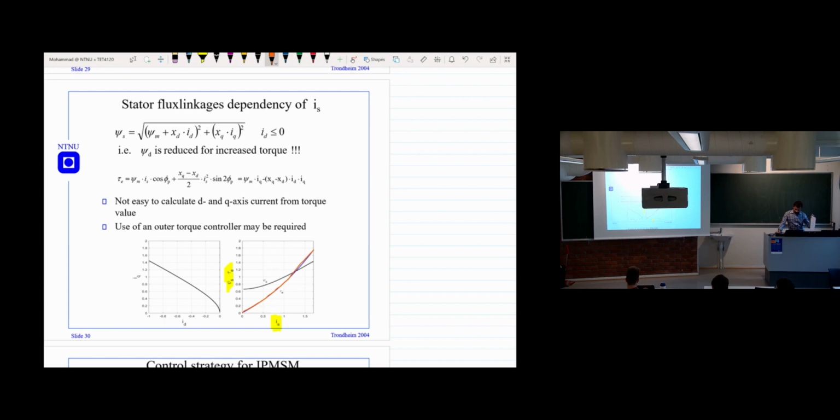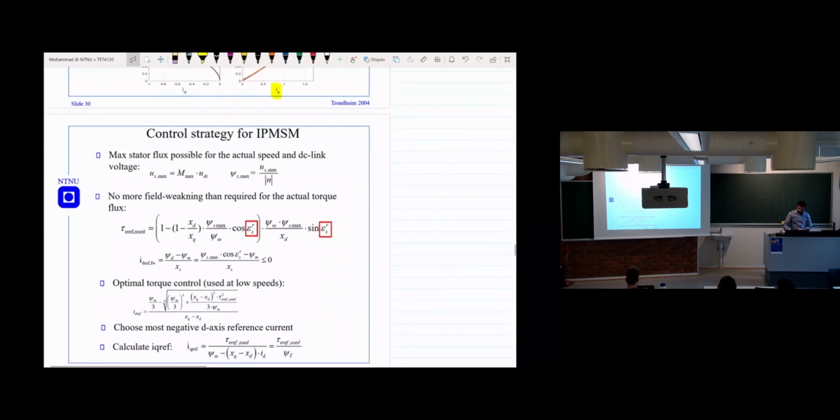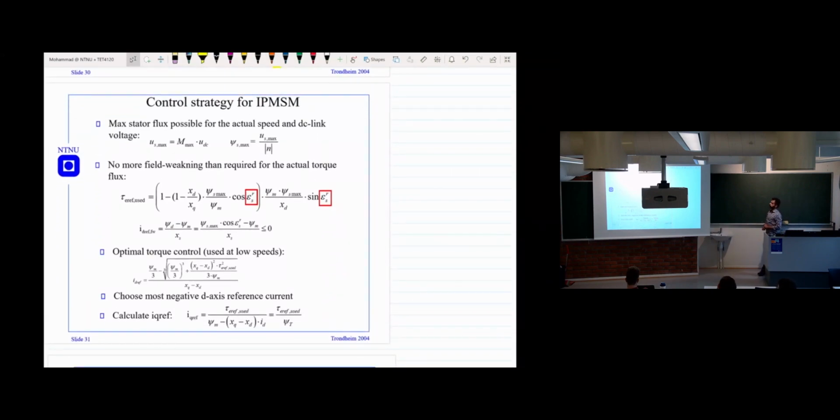So now we want to see how we can implement the control for this machine in the software. It's similar to the procedure that we did for the surface mounted machine. The first step is to check the maximum voltage that we can supply from the converter. So we have the converter, and this is the maximum voltage we can supply. From that, we can see the maximum speed at which we want to operate the machine. And if we have the maximum speed, then we get the stator flux linkage. This is the flux linkage that you can get.